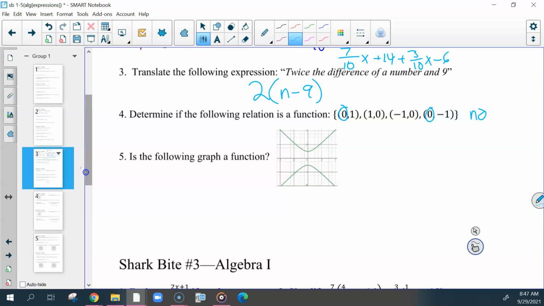Is number 5 a function? No, it does not pass the vertical line test anywhere. Why is there more than one? So this is a specific type of graph, an ellipse or a hyperbola. Something you learn about in pre-calc, so don't worry about it.